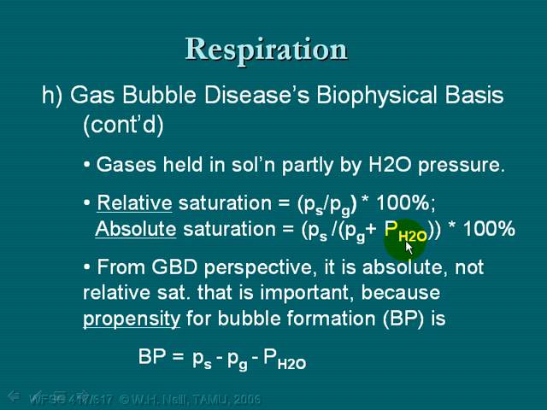P is hydrostatic pressure, or pressure of the weight of the water bearing down on a point. P H2O then would be 0 at the surface and would increase with depth. And you already know how much. It would increase by 1 atmosphere for every 10 meters approximately. And so given the same partial pressure of a gas in solution exposed to the same air above the solution, the absolute saturation is going to go down with depth.